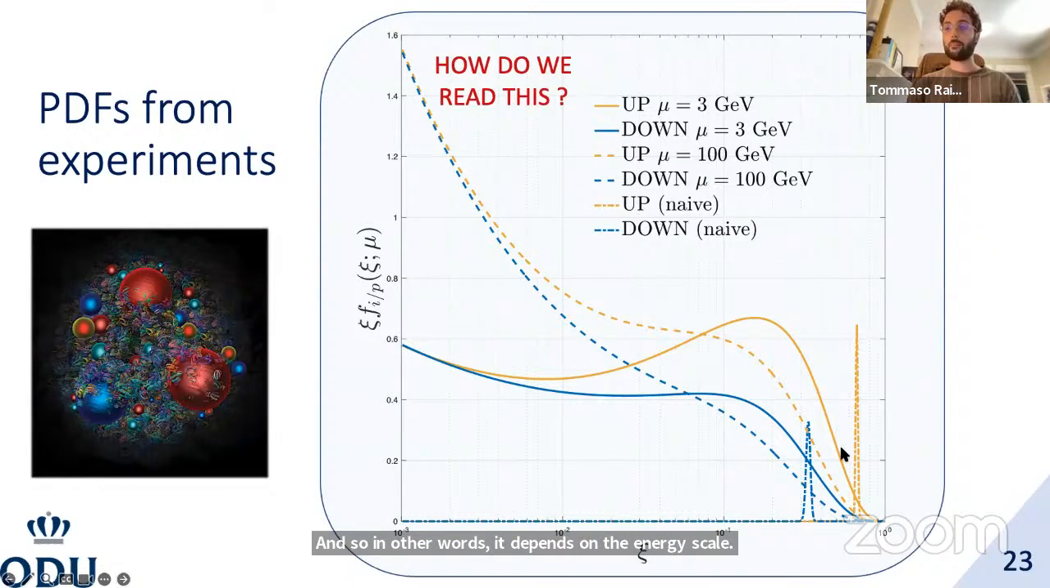So you see here, I'm plotting the PDF of the up quark, this solid yellow line, at 3 GeV. But when I increase the energy, it becomes like this. And so you can tell from here that there are more up quarks carrying lower momentum fraction at higher energy than at lower energies. And basically the same happens for the down quarks.